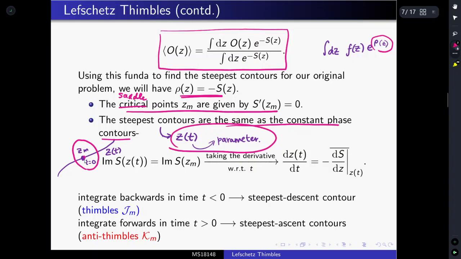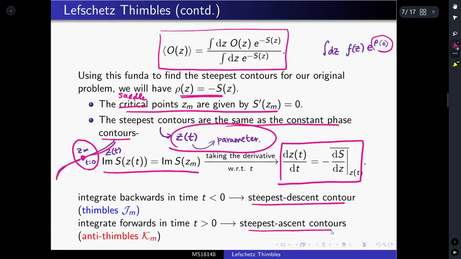These are just the same thing. So we start from this saddle point and then we integrate forwards in time and backwards in time to generate the steepest contours. This is done by demanding the condition of constant phase and then taking the derivative with respect to this parameter, which gives us this equation. This is known as the Lefschetz flow equation. Integrating it backwards in time gives us the steepest descent contours, and forwards in time gives us the steepest ascent contours. These are known as the thimbles and the anti-thimbles.